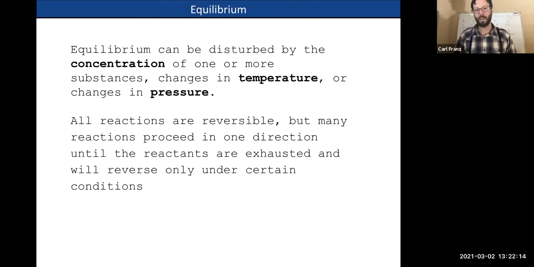Now, all reactions can be considered reversible. However, usually they will either proceed in one direction or the other. Most commonly, the reactions are going to proceed until reactants are exhausted and you are left with your product, right? And we know about that when we learned about stoichiometry last semester, limiting reagent, right? Once the limiting reagent is used up, it can no longer proceed and get more product. Okay, that's how typically things work.